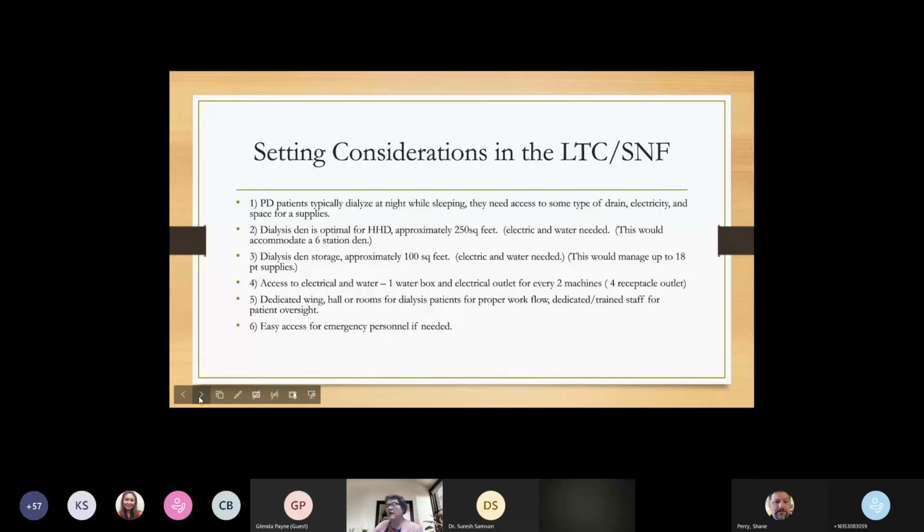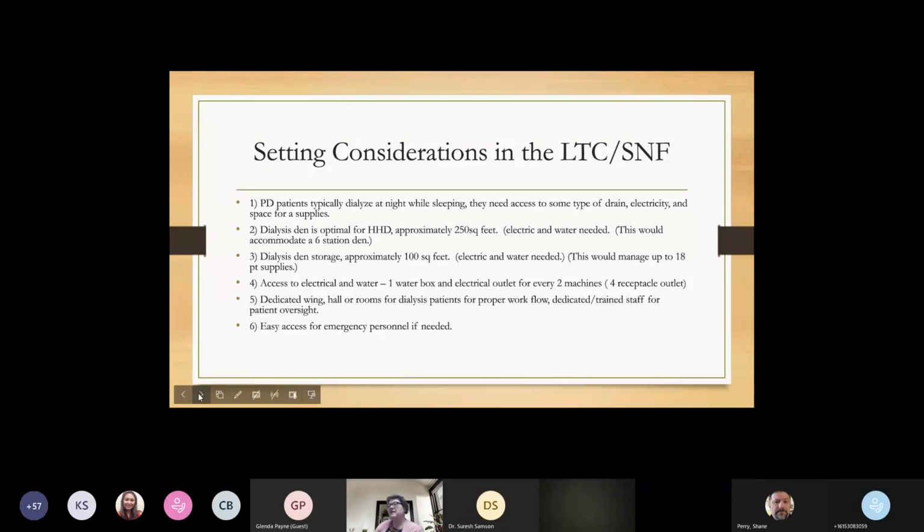And so if you are able to create a wing or a hall where you put all of your peritoneal dialysis patients, it creates for a better workflow, and it creates for staffing that is easier. One nurse can monitor 2 or 3 patients or additional patients if they're all on the same wing, whereas if you have a nurse dedicated to different wings, it'll be more of a challenge. You'll have to have multiple people that are trained and on site to provide that care. And then easy access for emergency personnel if needed.